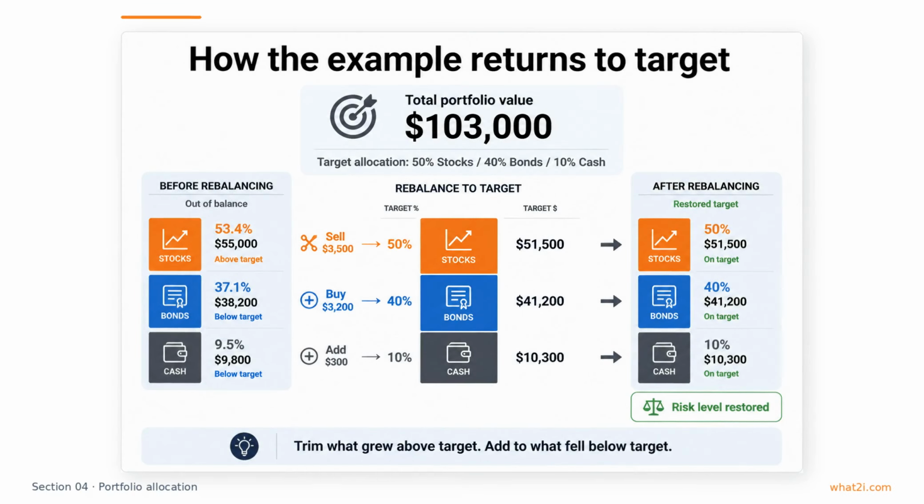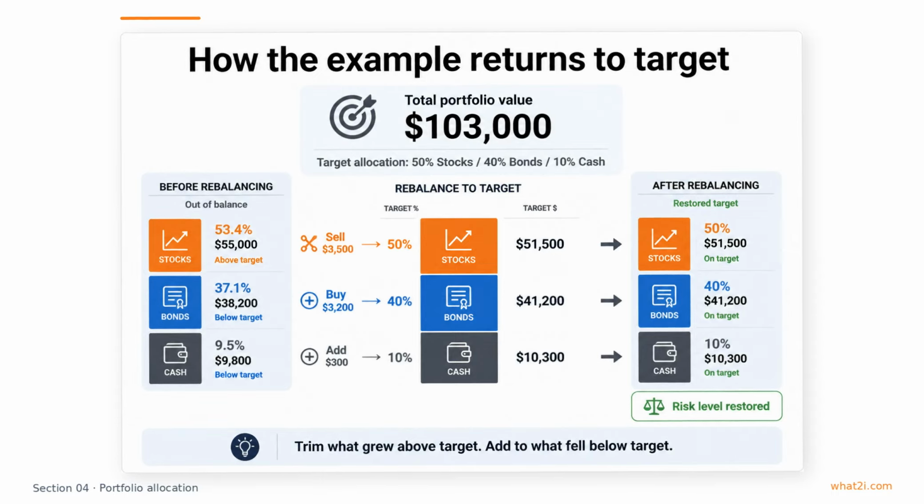At the new total value of $103,000, the original 50-40-10 target becomes $51,500 in stocks, $41,200 in bonds, and $10,300 in cash. Since stocks are at $55,000, you would sell $3,500 of stocks. Bonds are below target, so you would buy $3,200 of bonds. Cash is also below target, so $300 would be added there. After those moves, the portfolio is back to its intended structure. The key idea is simple. Trim what grew above target and add to what fell below target.